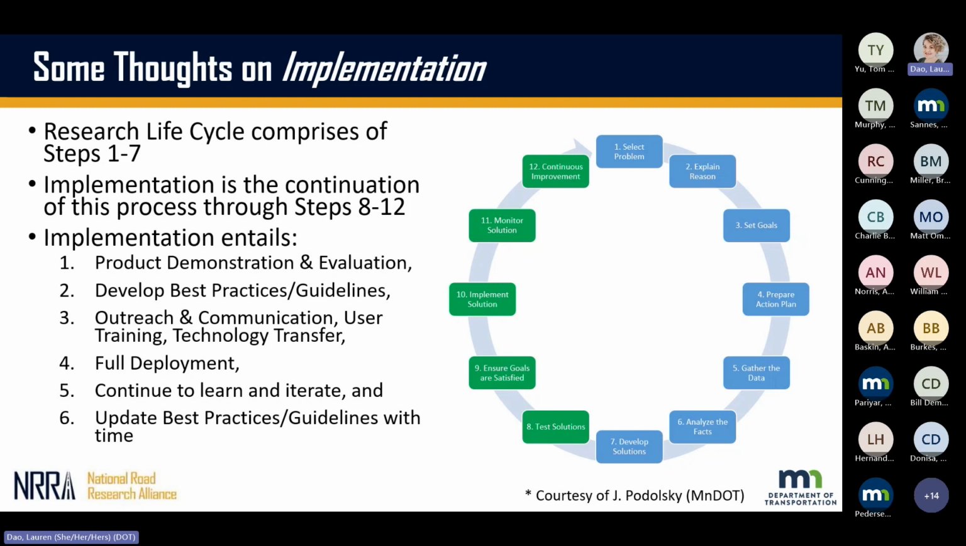The research cycle involves 12 steps in general. And again, we are looking at the green side here, okay? When we're talking about implementation, we're talking about how to demonstrate products and how to evaluate those products. A product could be a specification, a test, or a guideline, okay? Then we also talk about developing best practices and guidelines, outreach and communication, full deployment, and continuing to learn.